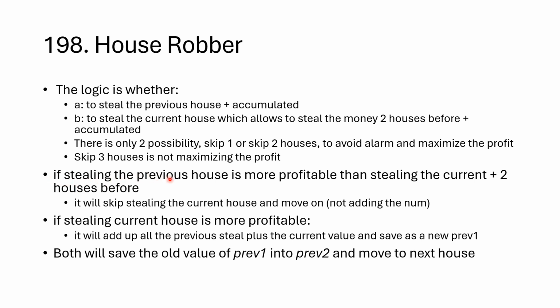If stealing the previous house is more profitable than stealing the current plus the two houses before, it will skip stealing the current house and move on, which means it won't add the sum to the current. If stealing from the current house is more profitable, it will add up all the previous steals plus the current steal and save it as the new previous one. In both scenarios, it will save the old value of previous one into previous two.